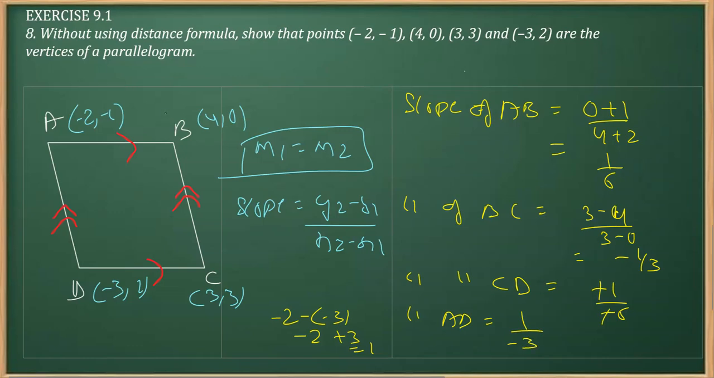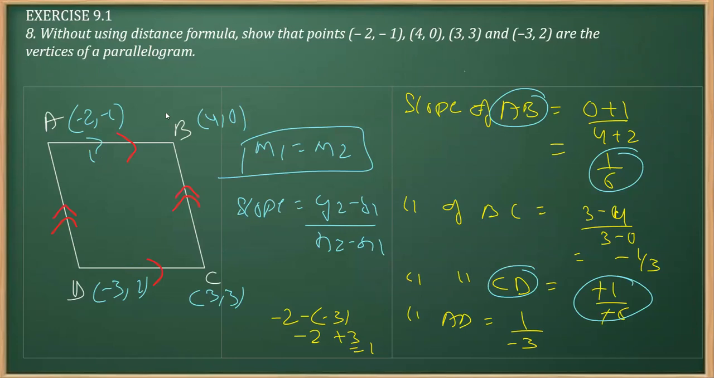So what you can see here is that in this figure, the slope of AB is 1 over 6, and the slope of CD is also 1 over 6. The slope of this line is 1 over 6, the slope of this line is 1 over 6. So the slopes of these two lines are equal, and we say that these two lines are parallel.